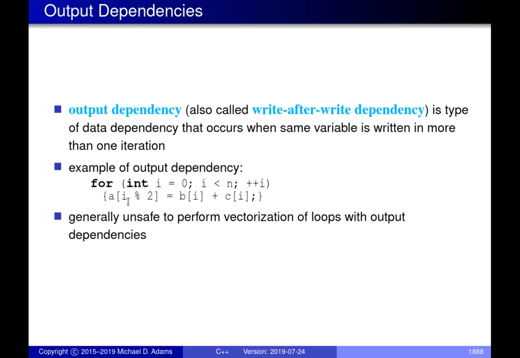Because I'm doing I modulo 2, in one iteration I write to A0, the next iteration A1, then A0, A1, A0, A1 as I'm iterating. So I'm going to be writing to the same location in multiple iterations. Generally, when you have output dependencies, this tends to be problematic with respect to vectorization of loops, so you want to try to avoid vectorization in this sort of circumstance.